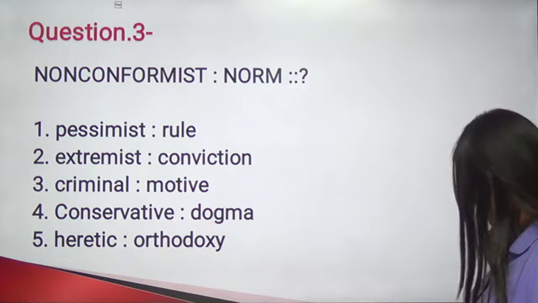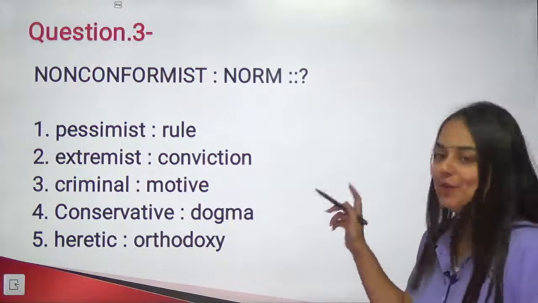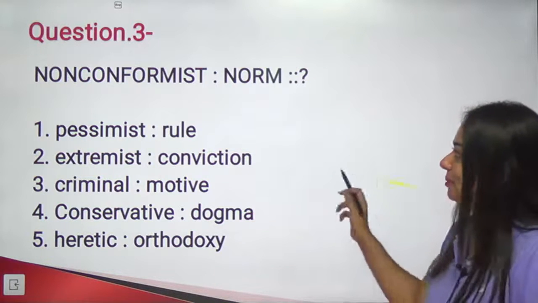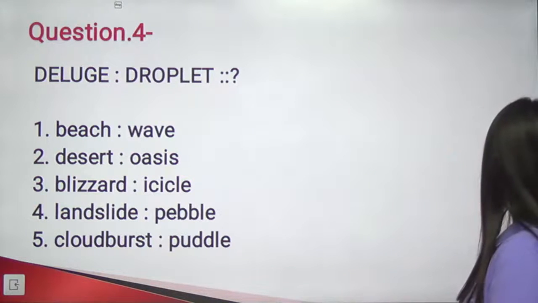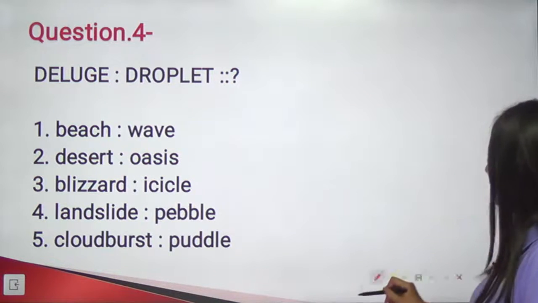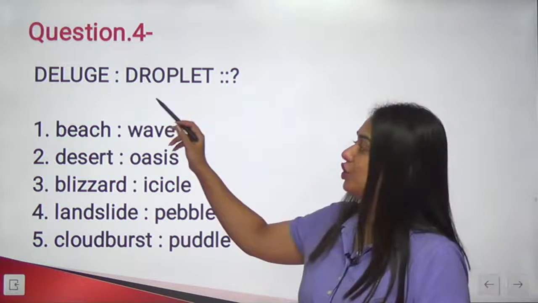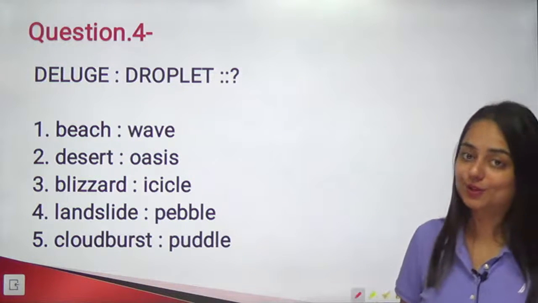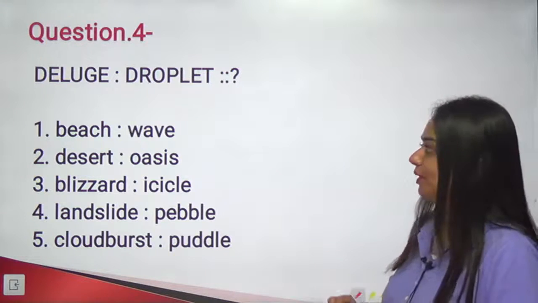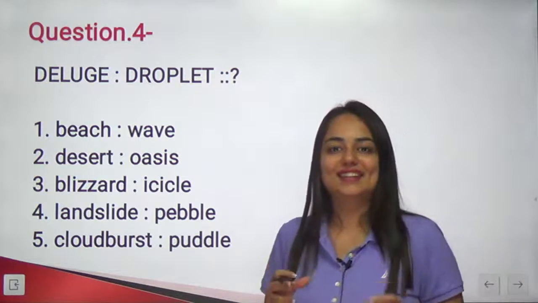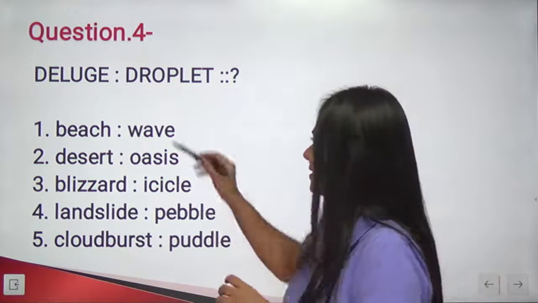Let's move on to the next one. And why did not any one of you answer this one? Probably because of the difficult words. It's time that we update our vocabulary now. Deluge and droplet. What is the relationship between the two? You must be thinking the level is increasing now, the difficulty level of the questions.